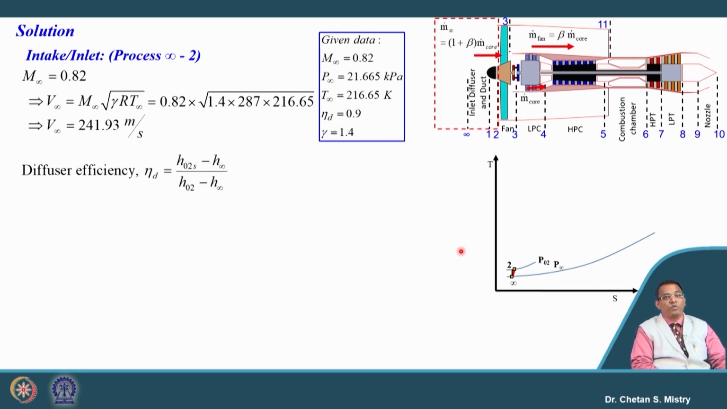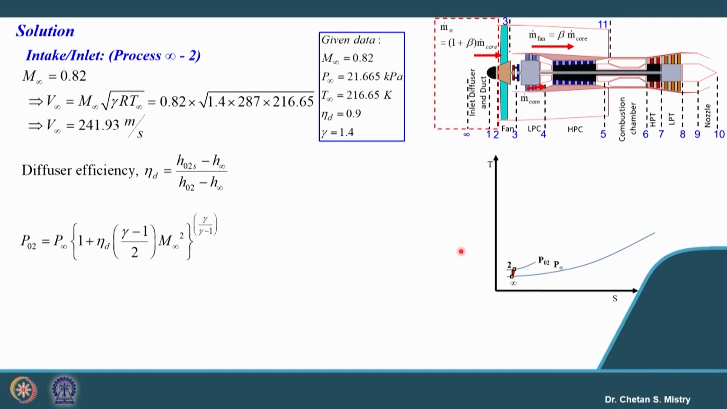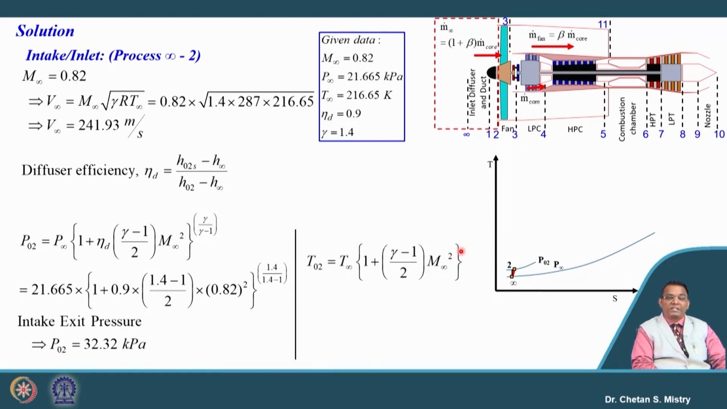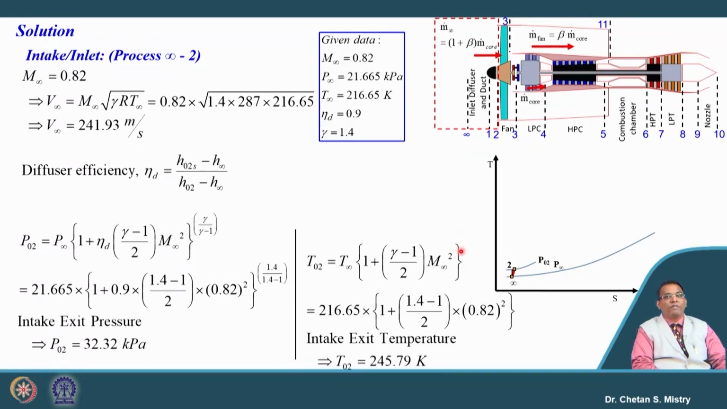We have our diffuser efficiency. From that diffuser efficiency, we can calculate the exit pressure by this correlation, where my Mach number is known to me, it is 0.82, and diffuser efficiency is given as 90%. If we put in these numbers, my intake exit pressure is 32.32 kilopascal. We can calculate the exit temperature based on Mach number, it is 245.79 Kelvin.